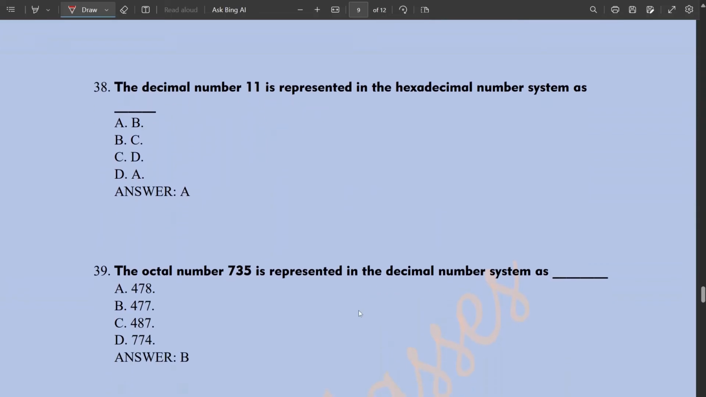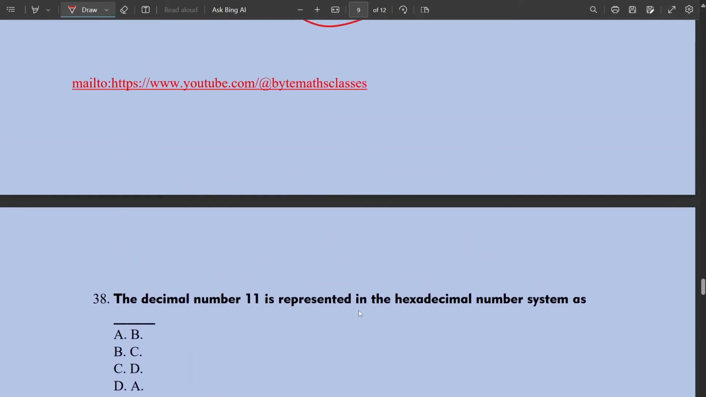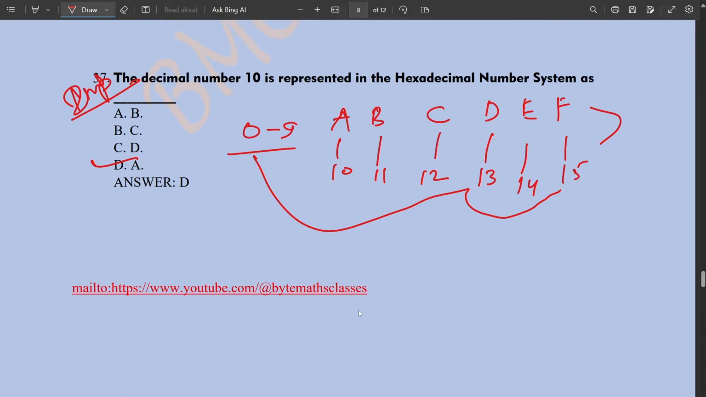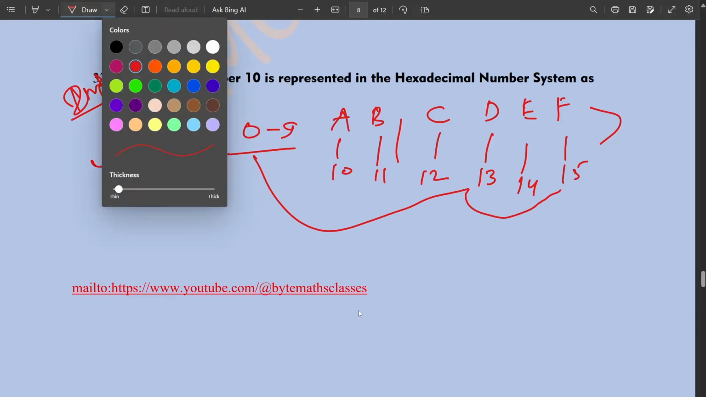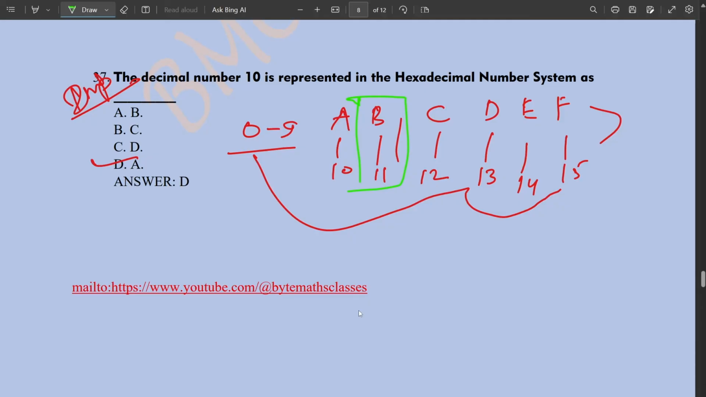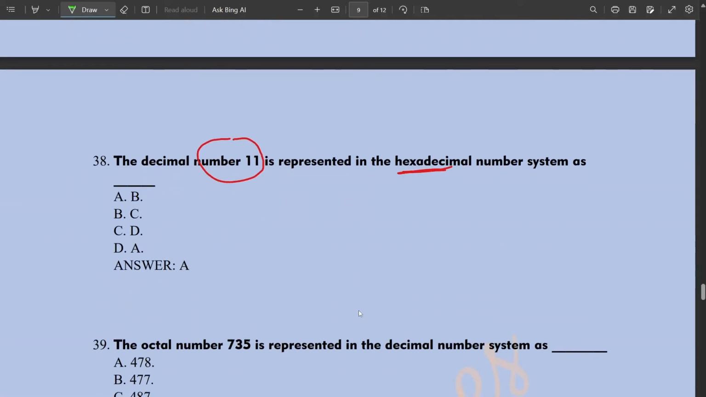Next, the decimal number 11 is represented in the hexadecimal number system. So here again we can see from the upper part that decimal number 11 is represented in hexadecimal. 11, we see 11. The decimal number 11 is represented by B. Option number A is correct. Okay.